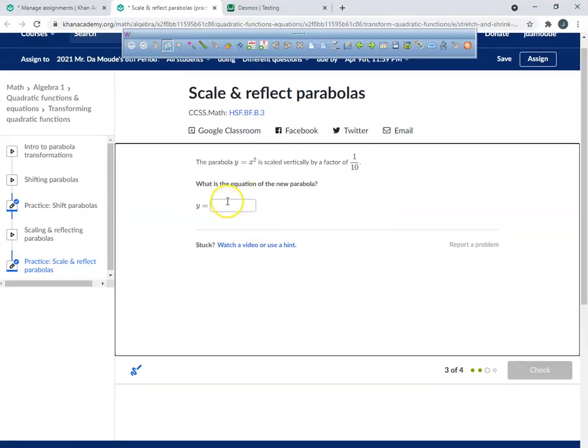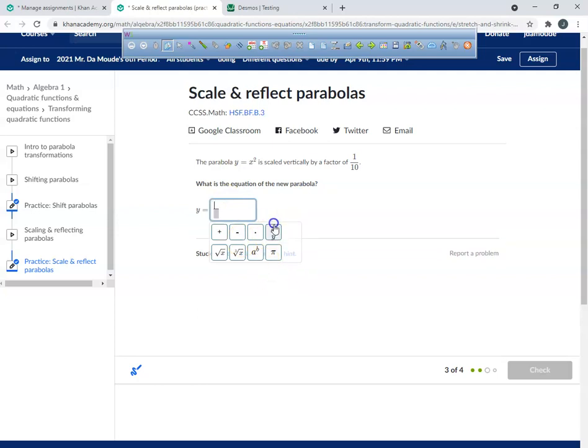What am I going to type in right there? Make a fraction. I'm going to type in a 1 divided by 10.